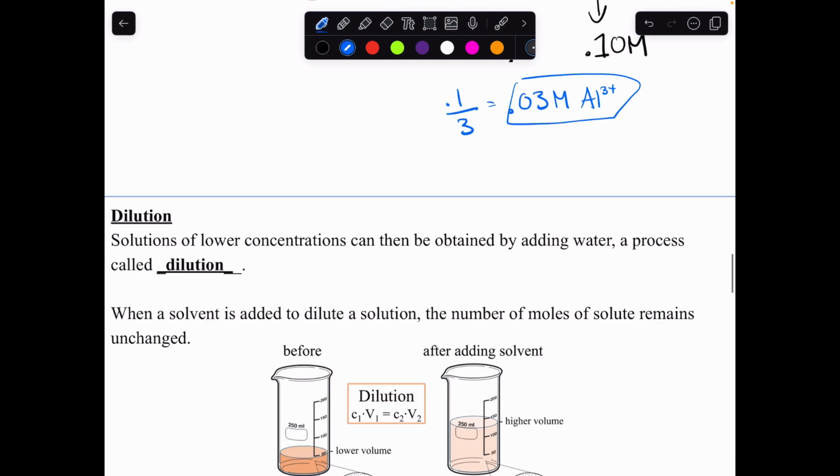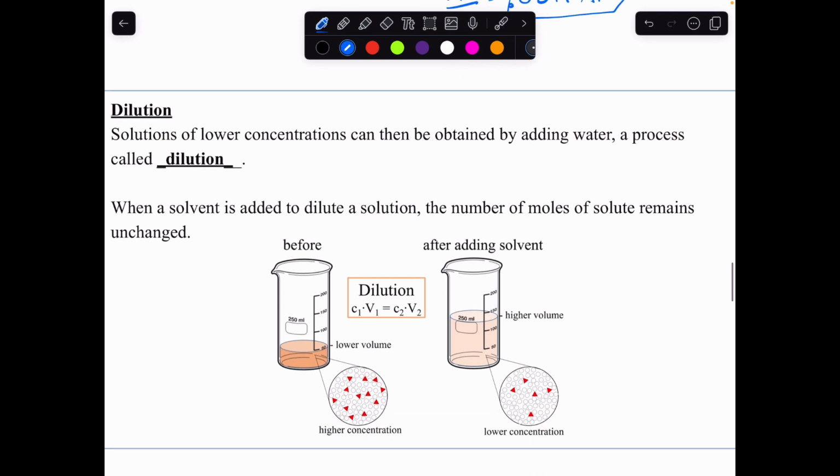Okay, next thing here is dilutions. What it means to dilute something is it simply means we're going to add water, okay? By adding water, you are lowering the concentration. So the idea of a dilution is to go from a high to a low concentration by simply adding water. So if you look here at our picture, here's before the dilution, and notice the concentration.